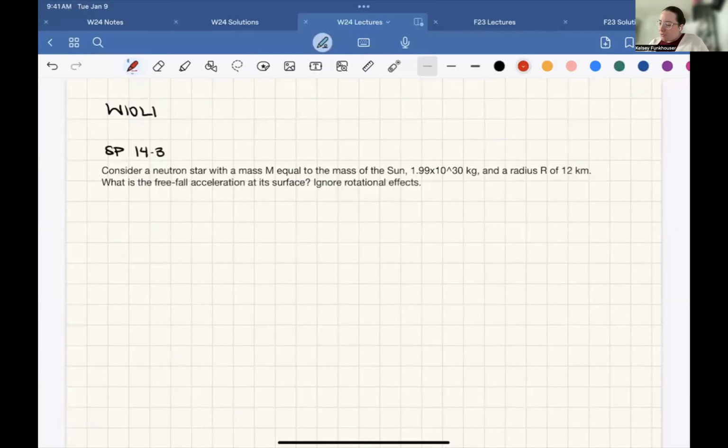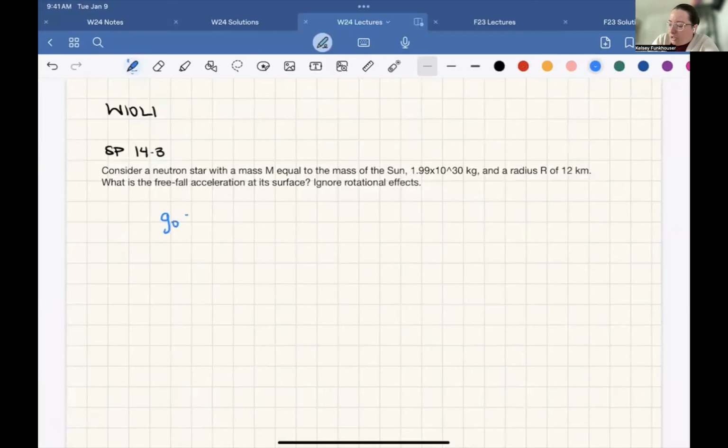So we have a neutron star with mass m equal to the mass of the sun, which is given, they gave it as 1.99. I had 1.989. Times 10 to the 30 kilograms, and a radius of 12 kilometers. What is the free fall acceleration at its surface? And we're ignoring rotational effects, and this is especially important for neutron stars because they spin really fast.